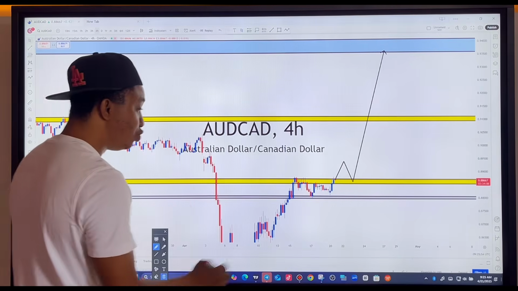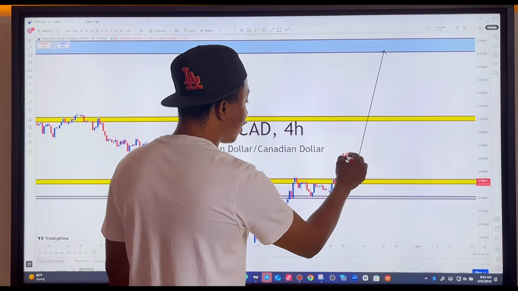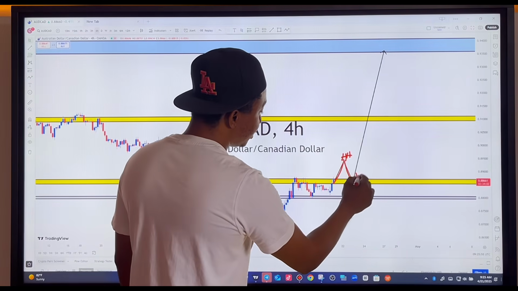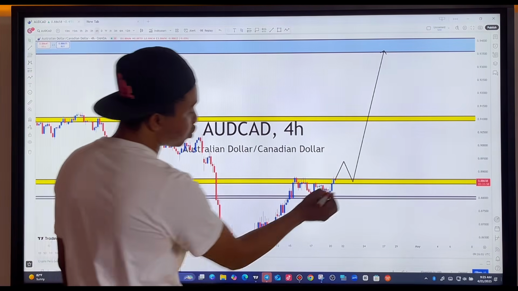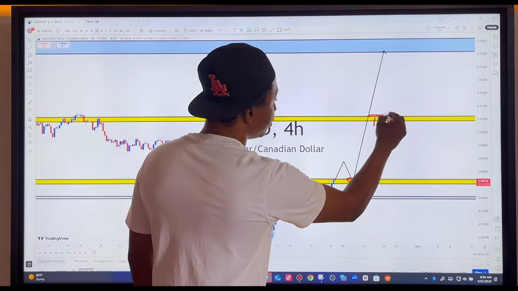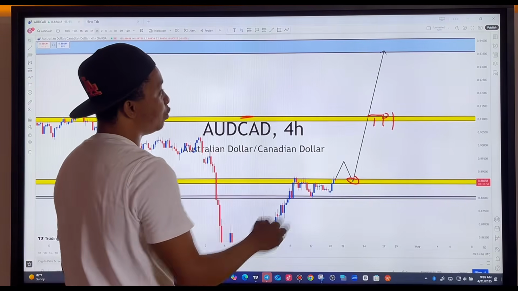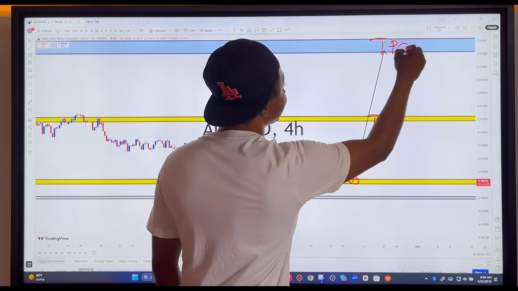So price should be able to break above here to give us what? The next higher high on the 4H, the next higher low, and then we can pick our entry all the way to the upside. Once you're able to pick entry over here, TP1 will be at the weekly resistance level, TP2 will be at the monthly resistance level.